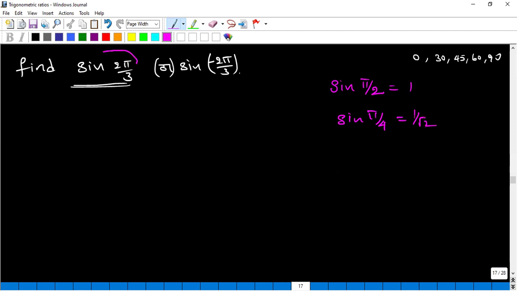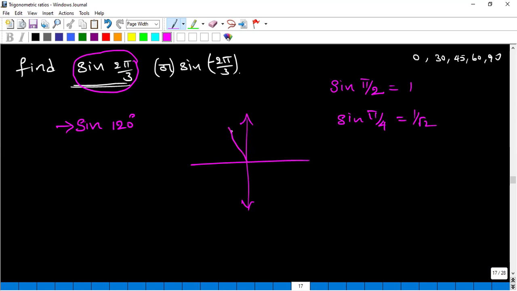Then if I ask you a question, what is sine 2 pi by 3? 2 pi by 3 means we will get 120 degrees. But how to find out the value of sine 120 degrees? We know that if you take the xy plane, 120 degrees will come here. Yes, this is 120. Let me take 90 plus something.